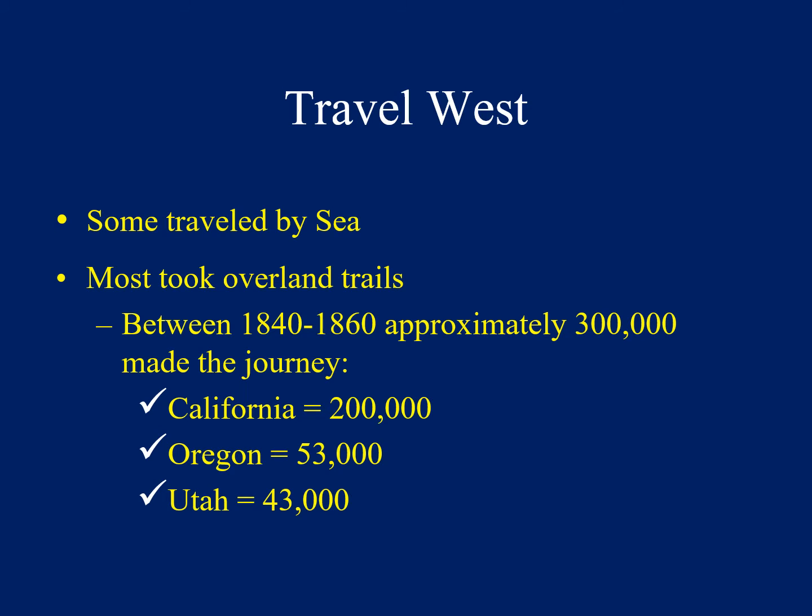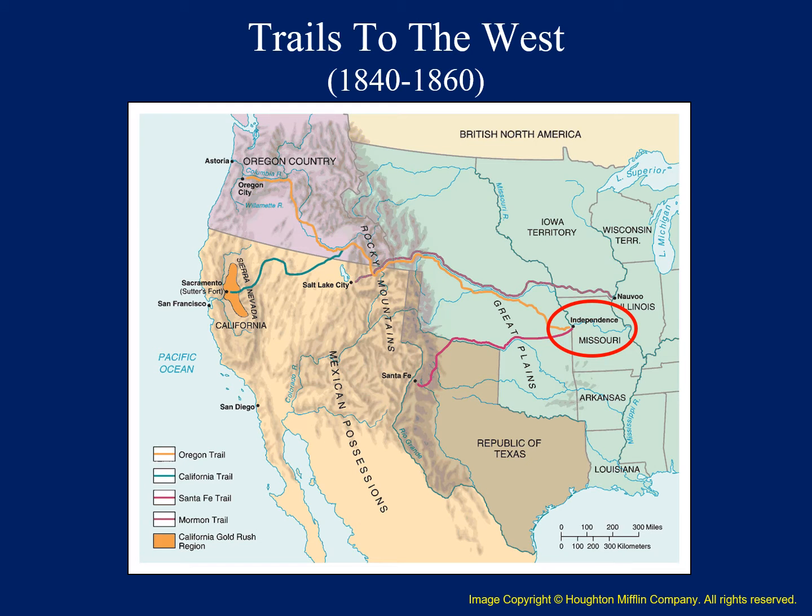Most people did not have the money in order to travel by sea. Instead, they took overland trails. It's estimated that between 1840 and about 1860, approximately 300,000 people took those overland trails. The most common destination was California, but people also traveled to Oregon and Utah. The most common starting point for people's westward journey was Independence, Missouri. They would get the supplies and whatever was necessary, and then they would take those overland trails from there.